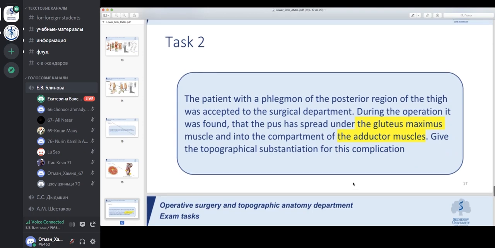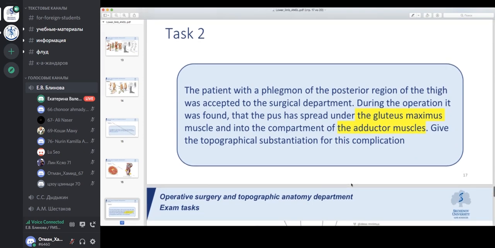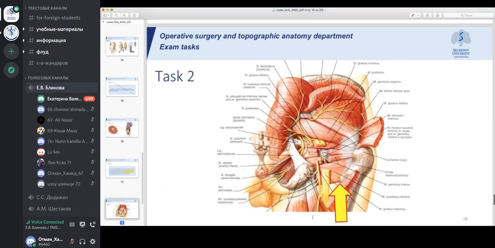Task 2. A patient with a phlegmon of the posterior region of the thigh was admitted to the surgical department. During the operation, it was found that the pus had spread under the gluteus maximus muscle and into the compartment of the adductor muscle. Give the topographical explanation for the complication.